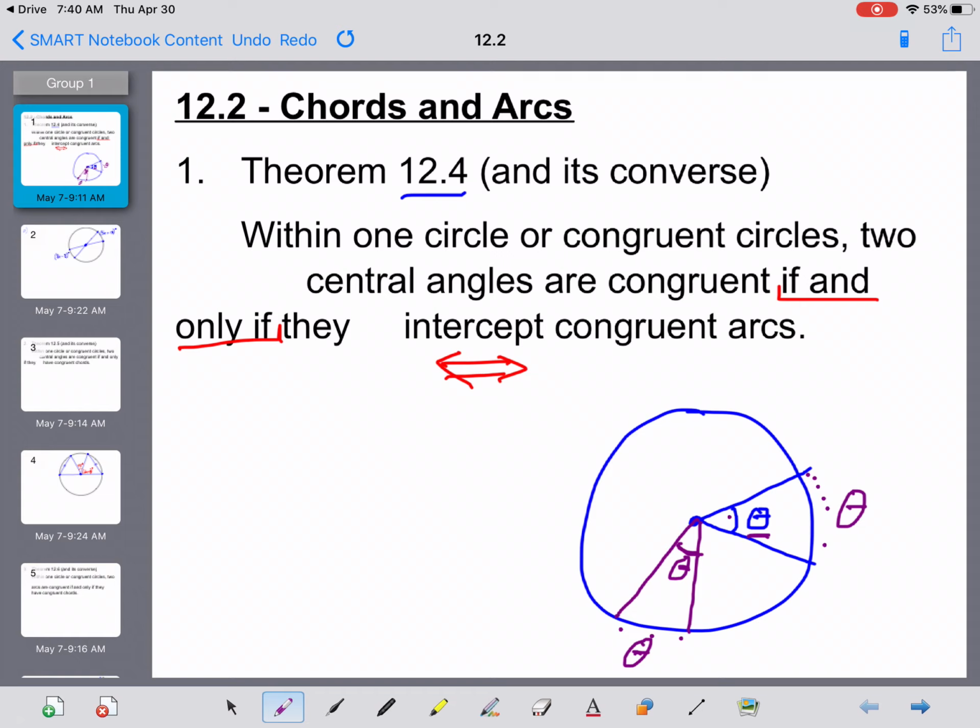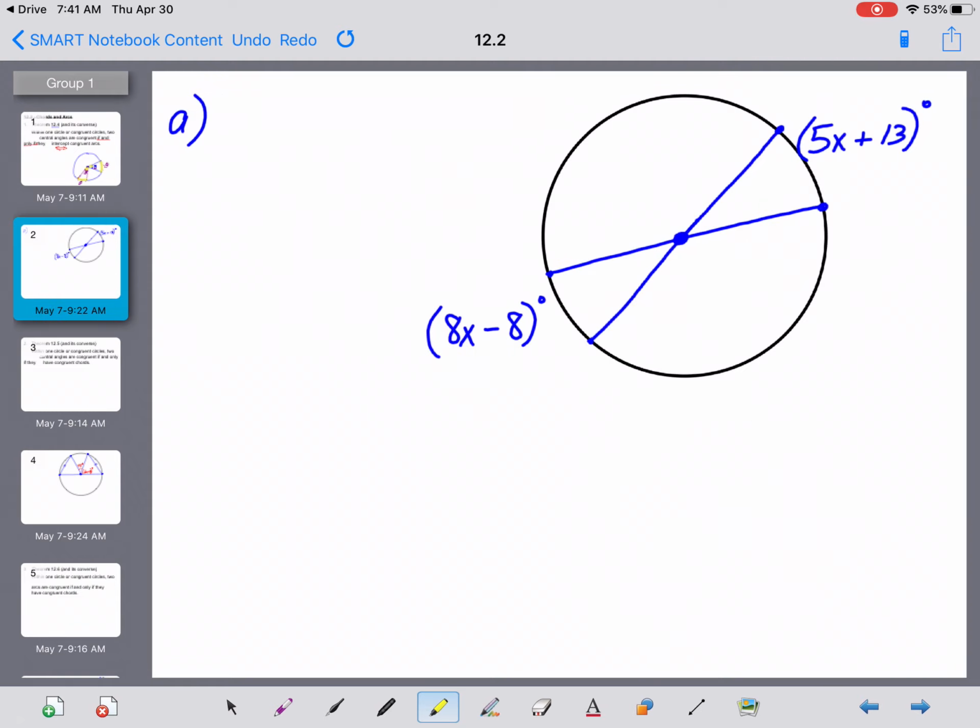So the important thing here, everybody, is that if these two central angles here and here are congruent, then the arcs that they intercept have to be congruent as well. And we could also read that in the opposite direction because it's a biconditional statement. If we knew that the two arcs were congruent, then we could conclude that the two central angles would have to be congruent as well. Okay, so let's see that in an example right here, guys.